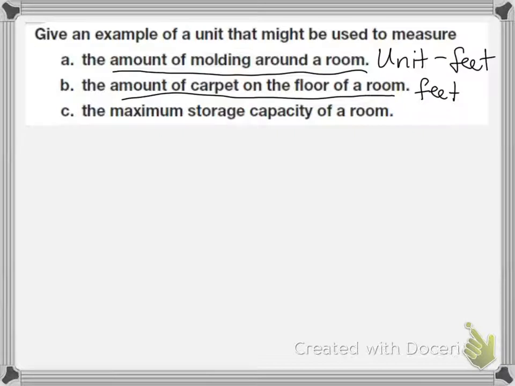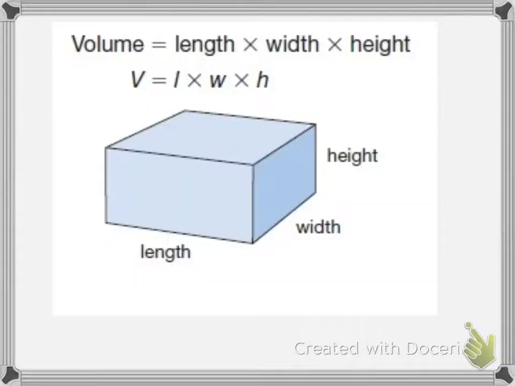Okay? If I wanted to know how much carpet was on the floor, I would want to use feet squared. Okay? Because that's area. The carpet covers the whole center. If I wanted to know the maximum storage capacity, that's how much I could fill this room with, I would use feet cubed, because that's volume, or cubic feet. To find a volume of an object, we calculate the number of cubic units of space the object occupies.